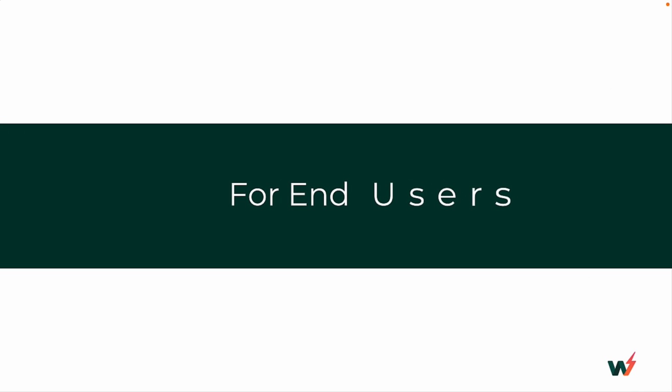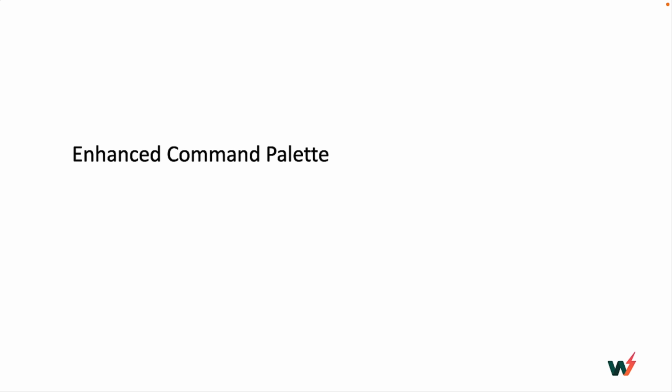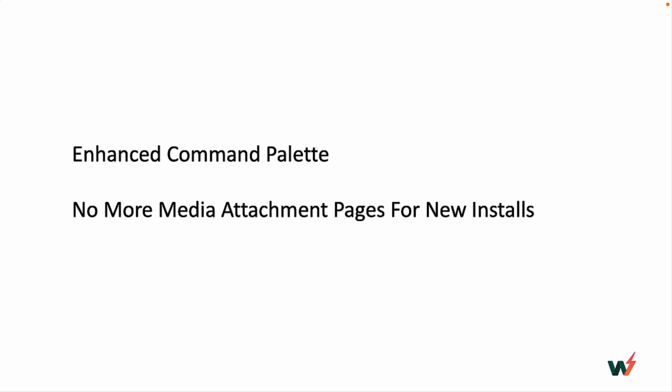Now for you creators or end users, well, let's have a look at these right over here. There's an enhanced command palette, and the command palette works a lot like Spotlight Search for an iMac, which gives you the ability to execute commands in a text box. And you can do that anywhere in Gutenberg, whether it's on a page or a post or within the site editor. It really speeds up the workflow process. And there are no more media attachment pages. Say goodbye to that for any new WordPress installation.